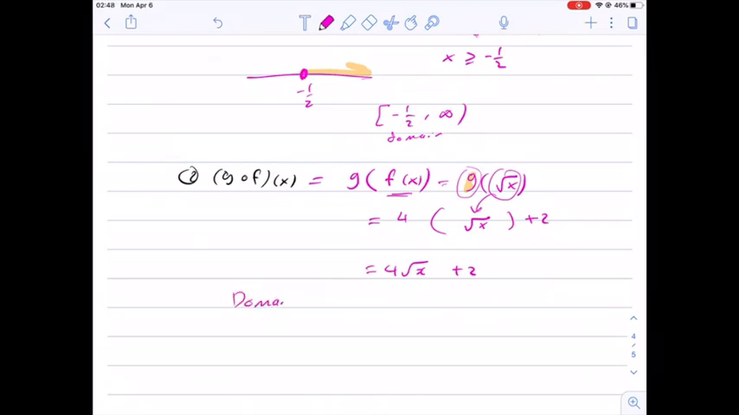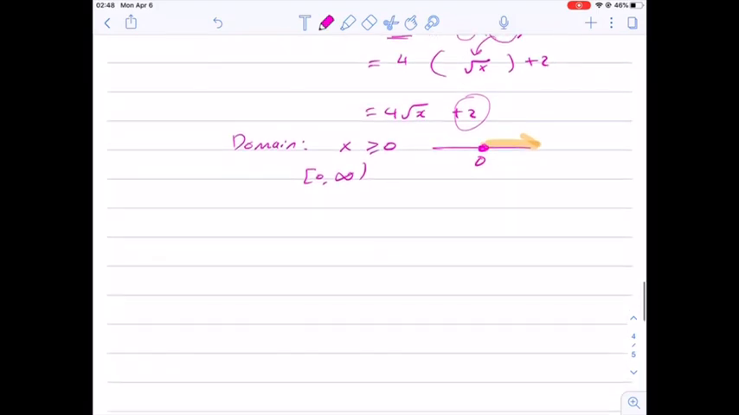Now what is the domain in this case? The domain of this function is, we don't have any problem here. We only have a problem with the square root. The expression inside the square root should be greater than or equal to 0. So in the number line we have 0 here, greater than to the right, and that means the domain is 0 to infinity.